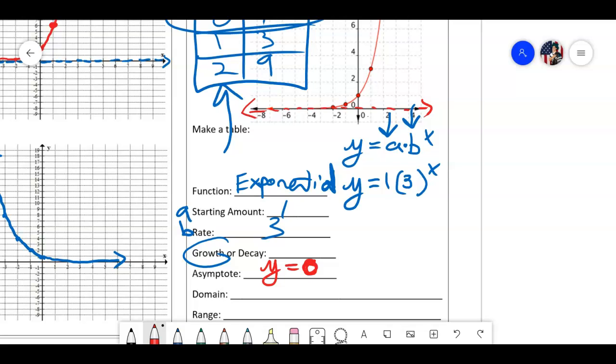Asymptote, yeah, so in algebra 1, they don't do that. In algebra 2, they do. And then in algebra reasoning, we barely go over it. Exactly, we introduce it. So now domain.